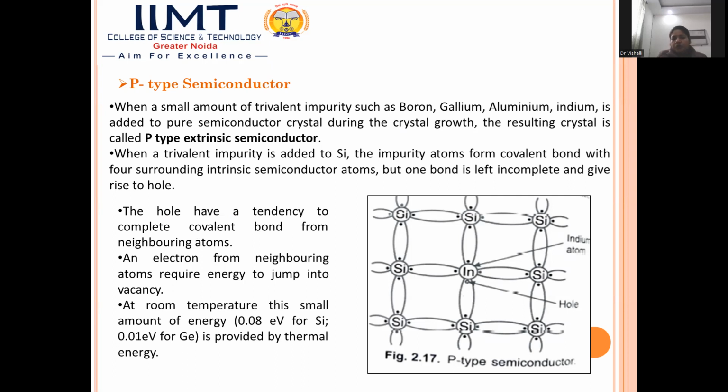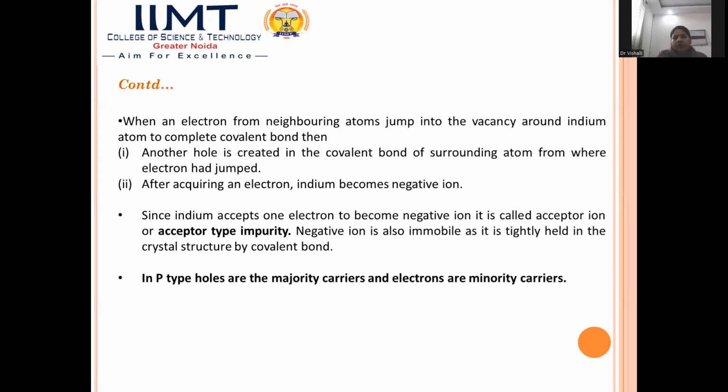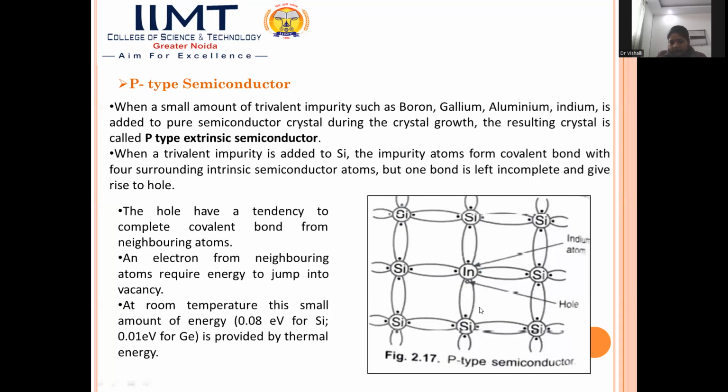It requires a very small amount of energy, and at room temperature this energy is provided by thermal energy. So this electron can jump to this position to fill the vacancy, or the hole. Now, when the electron jumps into this vacancy, a hole is created in the covalent bond of the surrounding atom from where the electron has jumped. So after filling the vacancy, a new hole is generated at some other place.